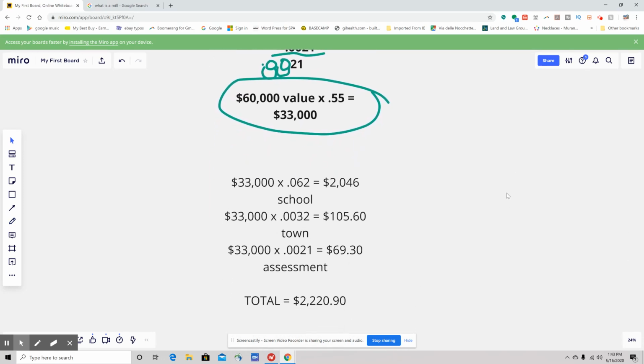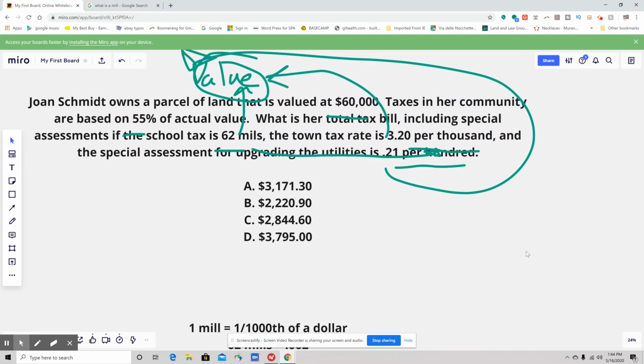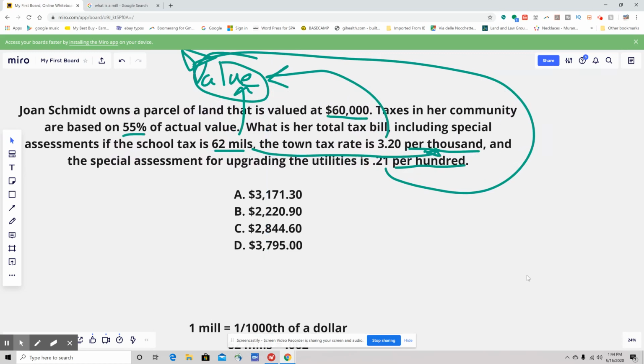Once we knew that, we simply multiplied the assessed value by each of our new numerical representations, which again I find easier than taking the value, dividing it by 1,000, then multiplying it by 62 to get the same thing. We're taking one number, running it down, and then adding them all up. So the answer is $2,220.90. And that should have been represented up here by the second answer.